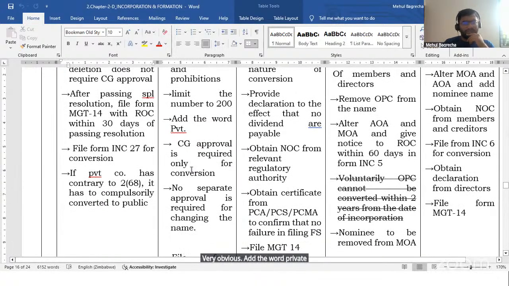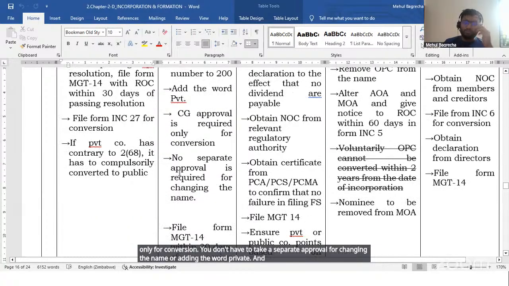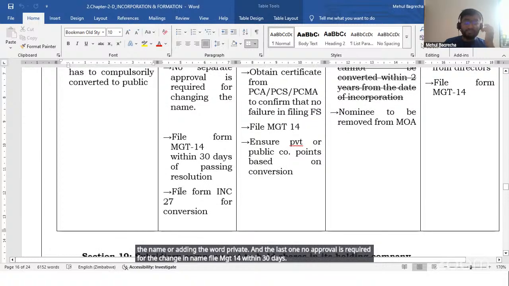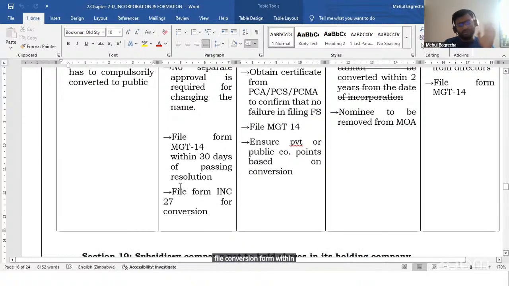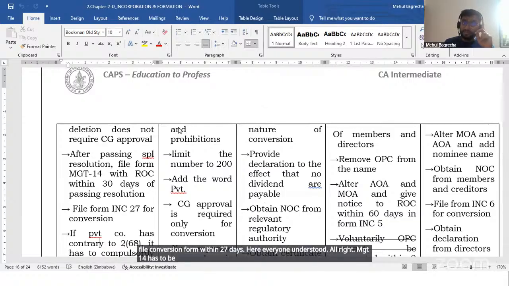Central Government approval is required only for conversion. You don't have to take a separate approval for changing the name or adding the word private. And the last one, no approval is required for the change in name. File MGT 14 within 30 days. File conversion form within 27 days. Clear, everyone? Understood? All right. MGT 14 has to be filed within 30 days, not 15 days, 30 days.